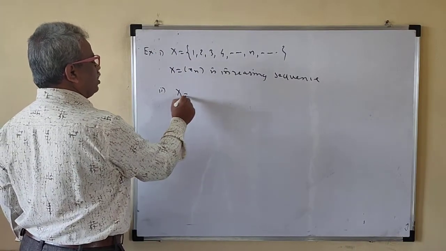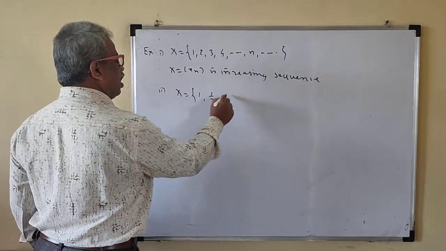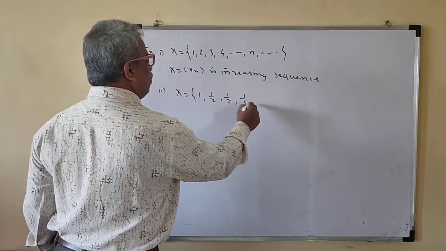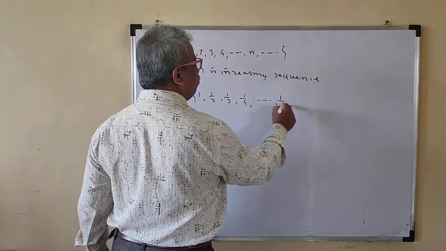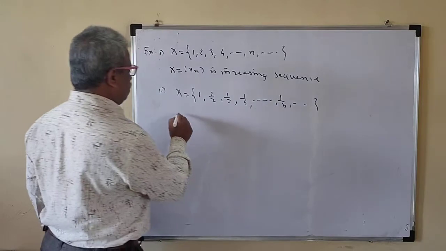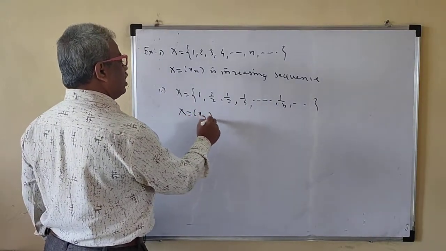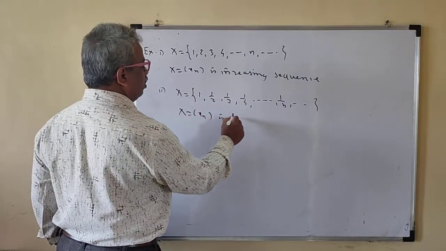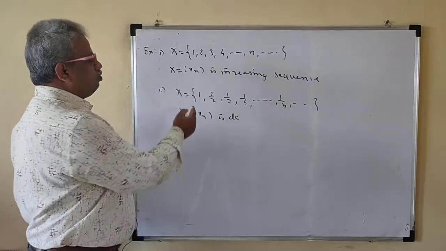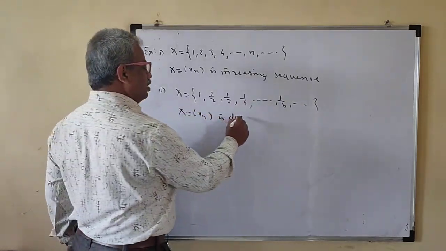Okay, the second: x is equal to 1, 1/2, 1/3, 1/4, ..., 1/n. So x equal to xn is a decreasing sequence. Yes, so this is a decreasing sequence.